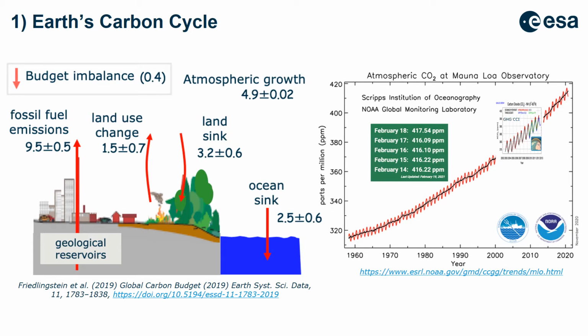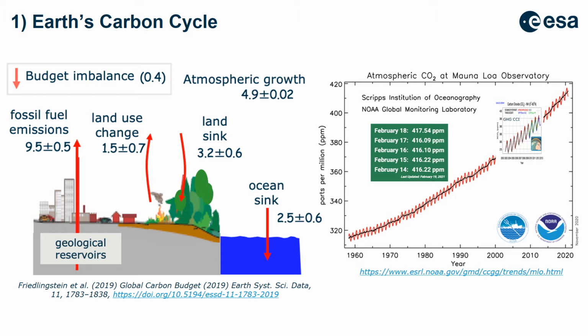Okay, so a bit of background to this. On the left here we have the global carbon budget. This was from their 2019 paper. So this Global Carbon Project basically provides a budget of carbon throughout the Earth system every year. Now, these numbers here represent the flows of carbon between the ocean, atmosphere and land.